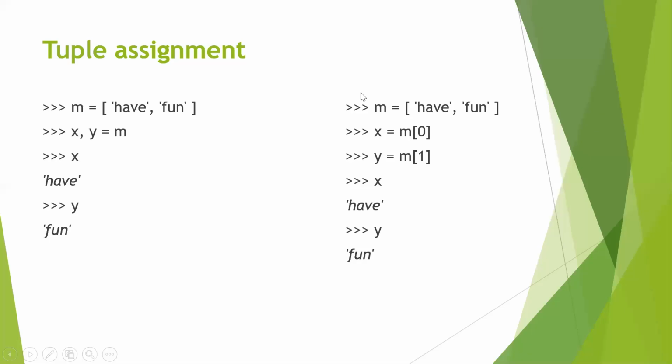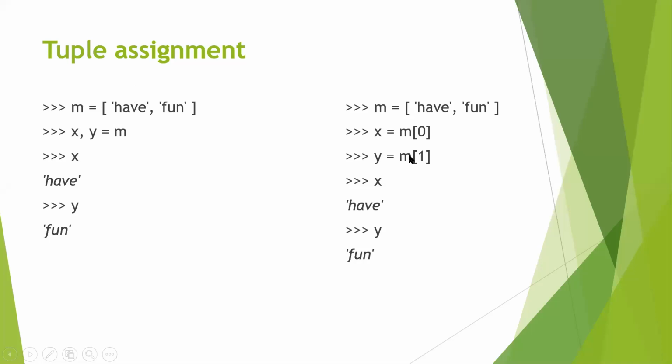Now, how do you perform tuple assignment? If you have to assign something, how is a tuple useful? If you can see over here, I've created something called M. M has the elements "have" and "fun" within square brackets, which means that M is a list. Now, with this M, I'm trying to get the value of "have" in one variable and "fun" in another variable. So how do I do it?